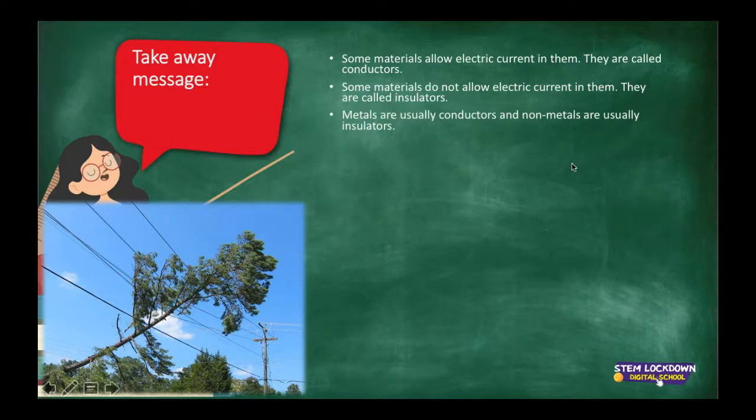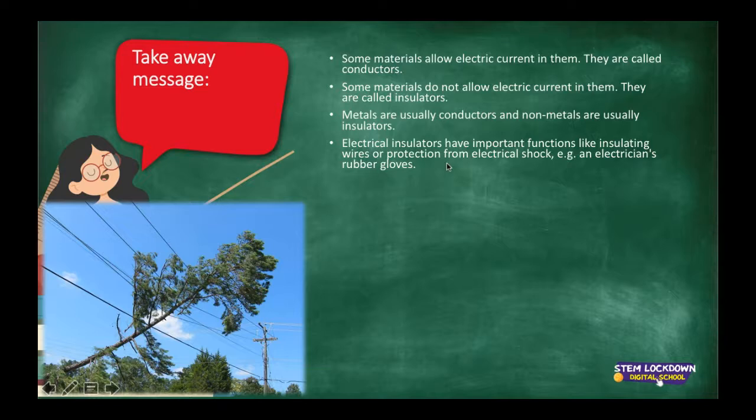All right, metals are usually conductors and non-metals are usually insulators. So most metals are usually conductors and non-metals are usually insulators. Electrical insulators have important functions like insulating wires or protection from electrical shock. An example is an electrician's rubber gloves.